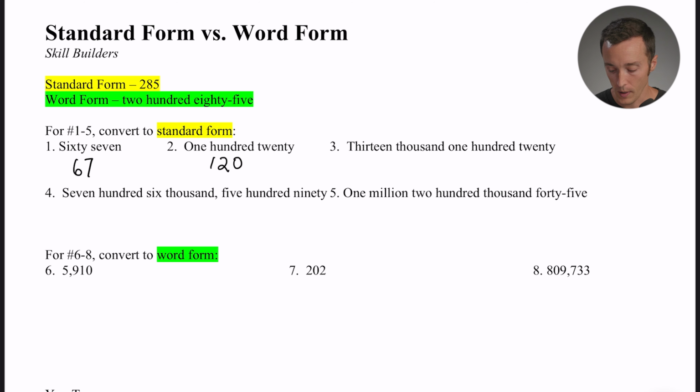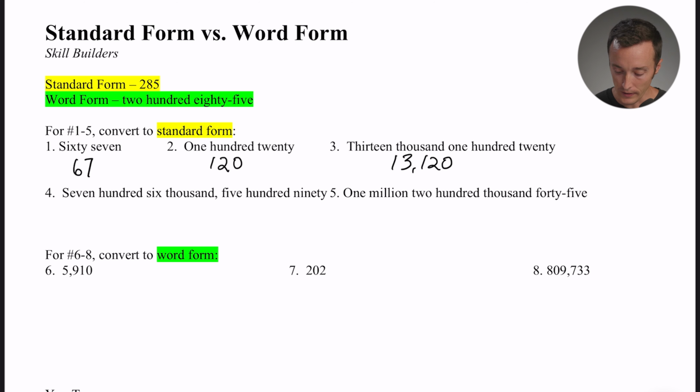I do want to point out though, notice that it didn't say one hundred and twenty, okay? I know this seems like I'm nitpicking here, and I am, but I'm a math teacher, so I get to do that, I guess. If we're going to be practicing this, don't put the and. So it's just one hundred twenty, not one hundred and twenty. Okay, so just, make me feel better by doing that. So, okay, number 3, thirteen thousand one hundred twenty. Well, 13,000 looks like that, and then the 120 looks like that. So altogether, 13,120. Okay, let's try a little bit of a trickier one.